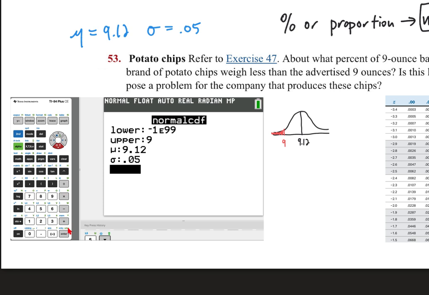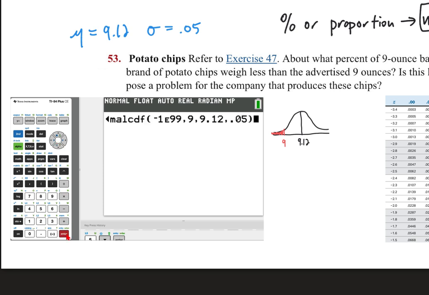Okay, click down and then hit paste. It'll paste it into a blank screen, and then just hit enter one more time, and that gives you the answer. That's kind of what we expected, a pretty small percentage. So 0.00819 is really 0.81, let's just say 0.82%. Okay, so less than 1% of the bags weigh less than 9 ounces.